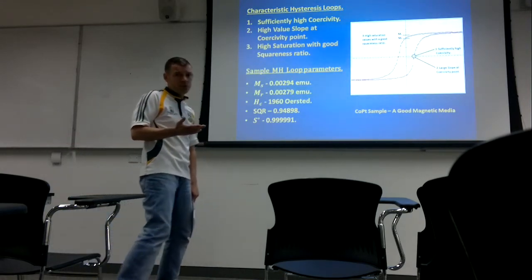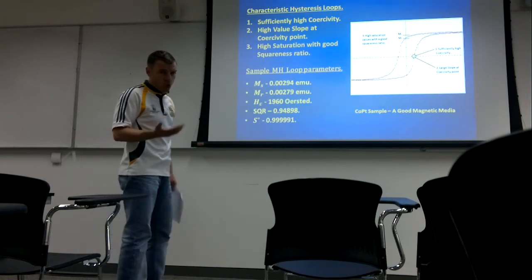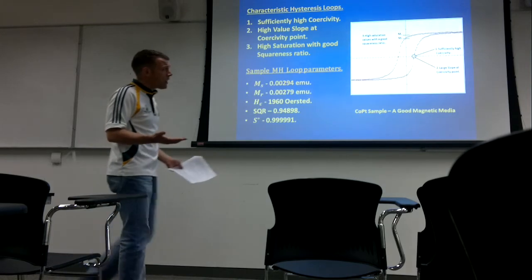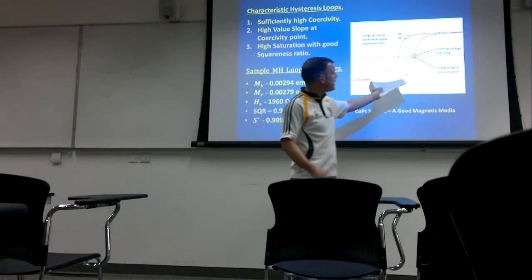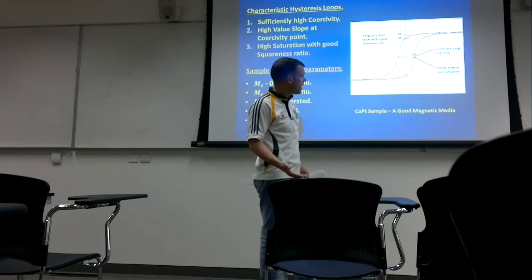We use hysteresis loops to look at magnetic materials to see are they appropriate for use in hard disk drives. Things to look at: one, sufficiently high coercivity, where the hysteresis loop crosses the x-axis.